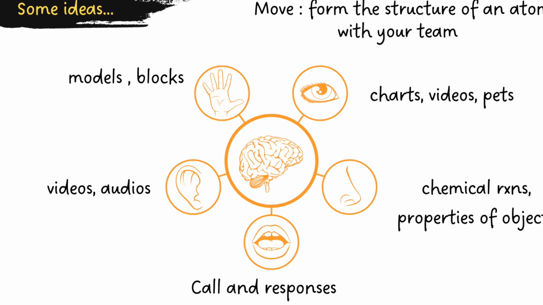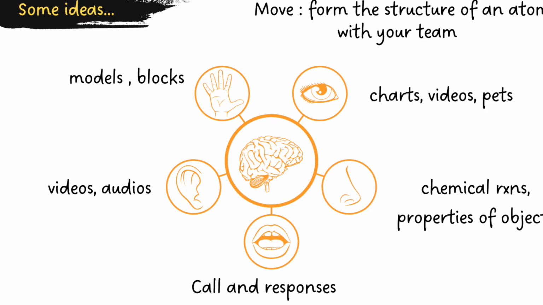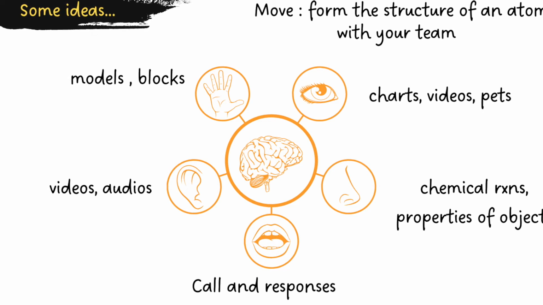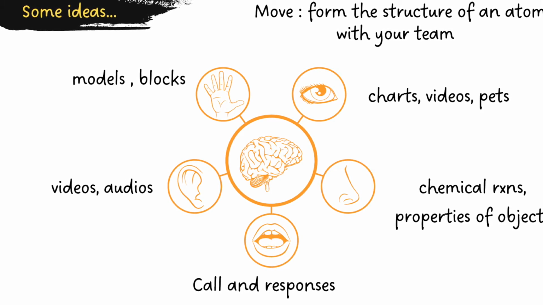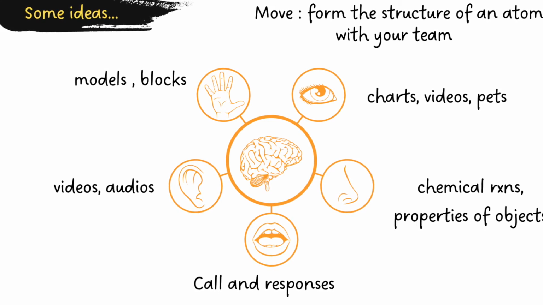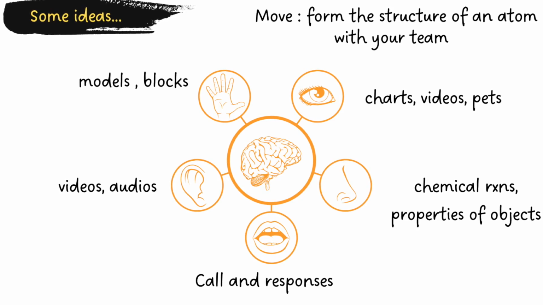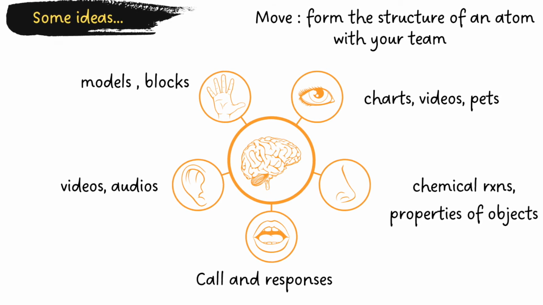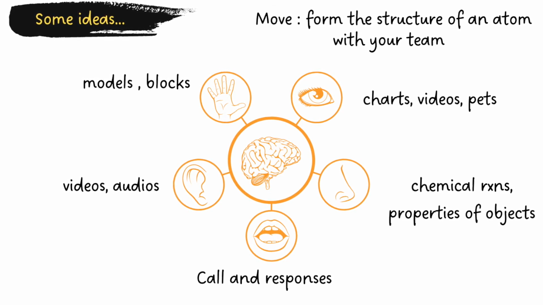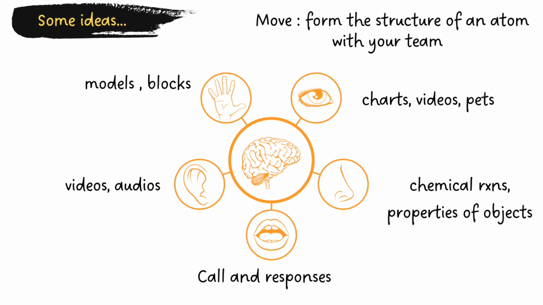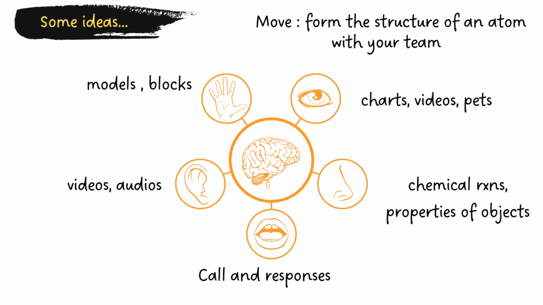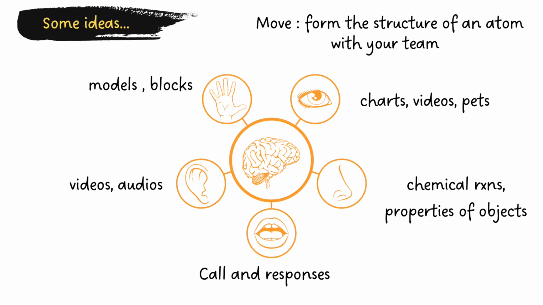Try to have something that they can see, like a chart or a video, something that they can feel and play with, like models, blocks, maybe clay. If you're doing a lesson, you could give them clay and have them try to build a structure out of it. If it is a chemistry lesson, you can have them smell chemical reactions or even smell different objects and their properties. You could use simple call and responses and have videos or audios to engage most of their senses.